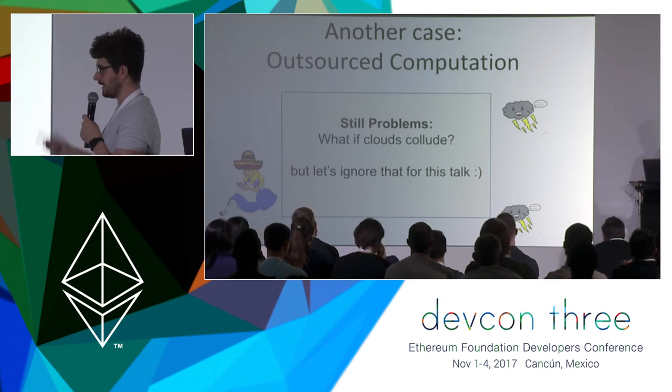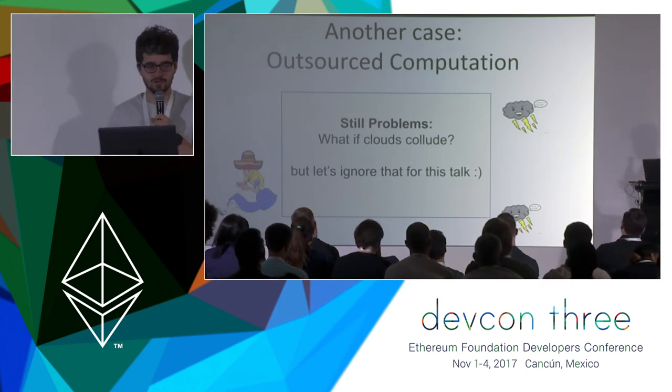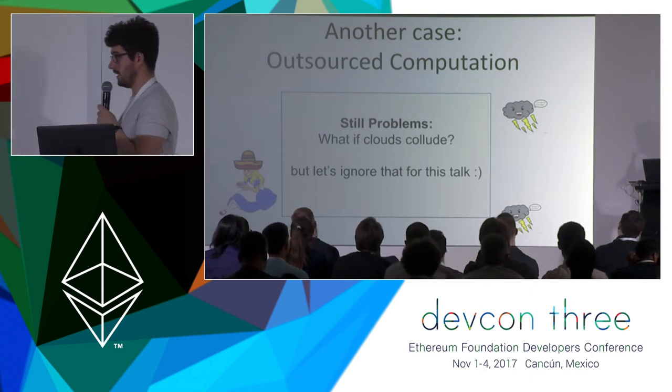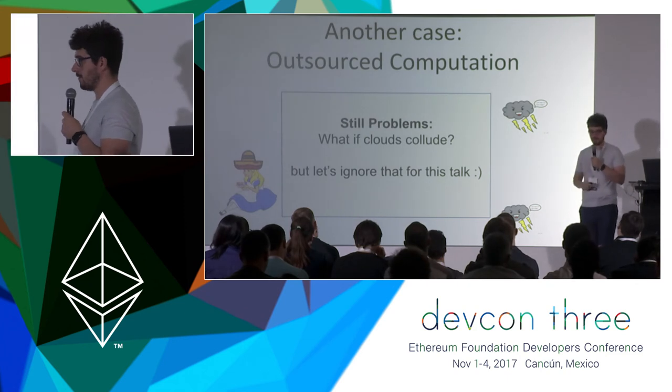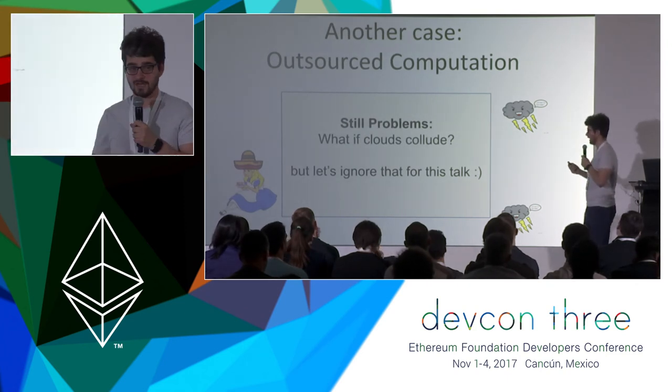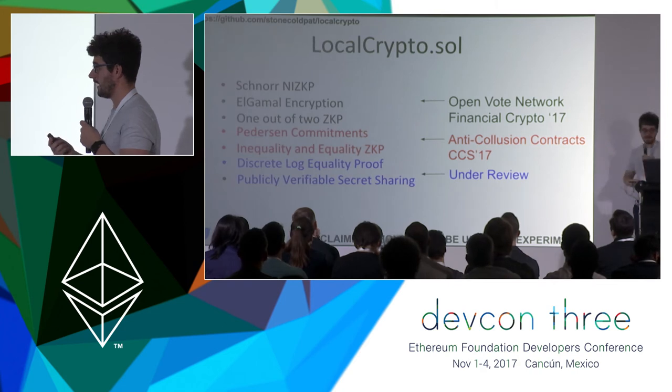Now, of course, in this application, you could argue that both of the clouds can collude and not do the computation, but then get the money from Alice. We're going to ignore that for the security experts, but we have done some work in this area, so if you're interested afterwards, I can talk about it offline.